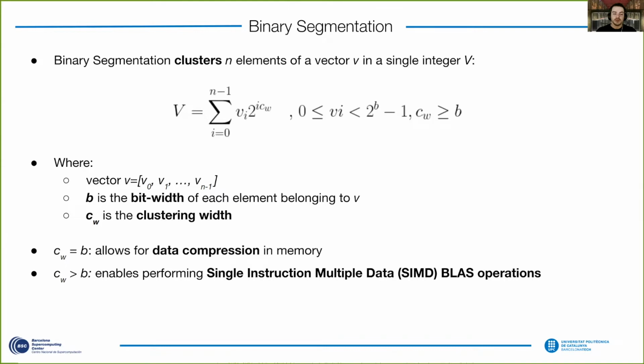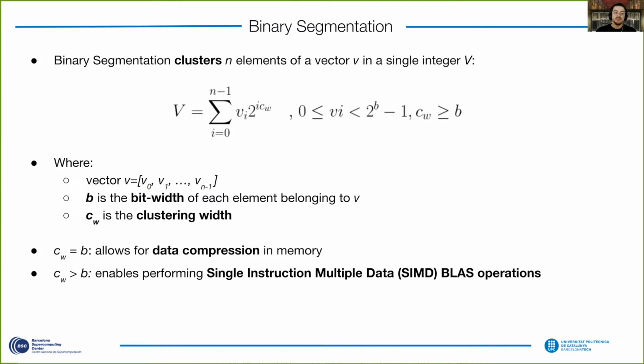With binary segmentation, it is possible to express this vector as a single integer, where every slice of the integer is composed by a specific element of the vector. The bit width of each slice of the integer composed by binary segmentation is called the clustering bit. If the clustering bit is equal to the actual maximum bit width of the vector, binary segmentation allows data compression in memory. For example, if the clustering bit is equal to b, which is equal to 4, we can compress up to 16 elements in a 64-bit variable.